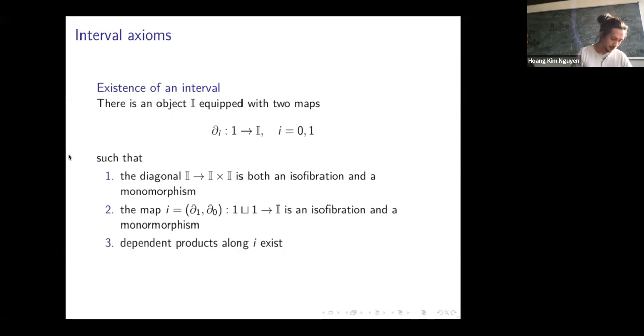And then first thing is that we want dependent products along this inclusion to exist. So it's one of the first dependent products that we want to assume to strictly exist. And finally, we want the interval to be 0 truncated. So let's see, having an interval, what we can define from this.